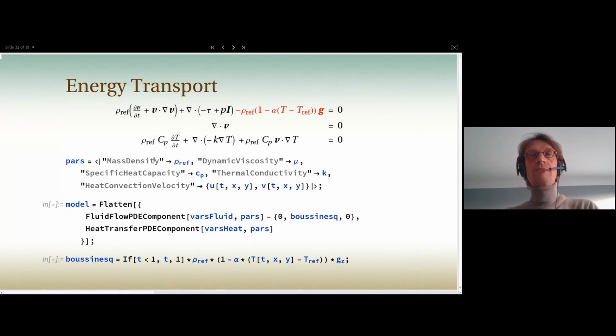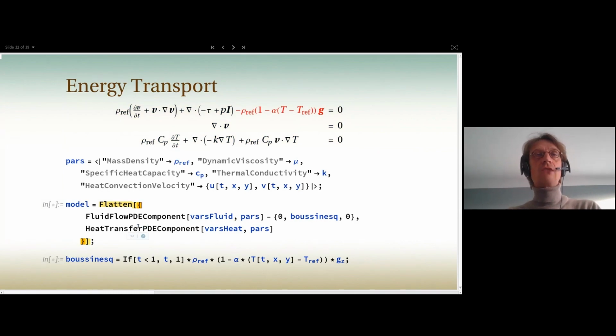I've used symbolic parameters for now. I'll show you later why I've done that. So the reference density, the dynamic viscosity, specific heat capacity, thermal conductivity. This is the heat equation here that we're solving. And here is the key where the magic happens. So the heat convection velocity is this term here. This velocity term is exactly the same velocity from the Navier-Stokes equation. So it's coupled back into the heat transfer equation. It's a fully coupled model.